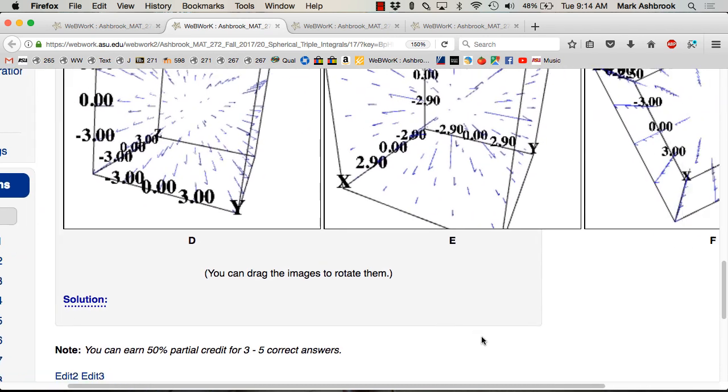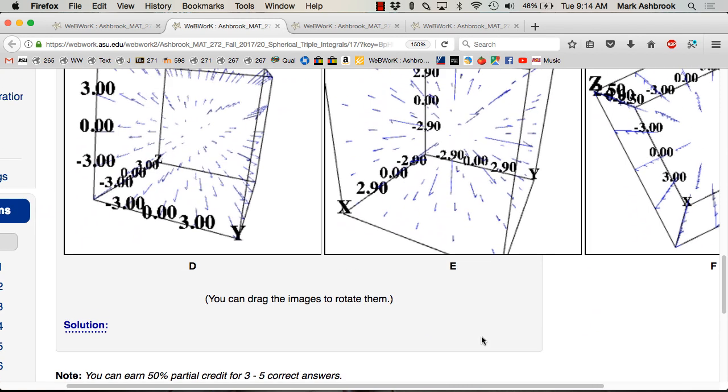Okay, any questions on this? Trying to get a feel for vector fields, just trying to get oriented to these things.